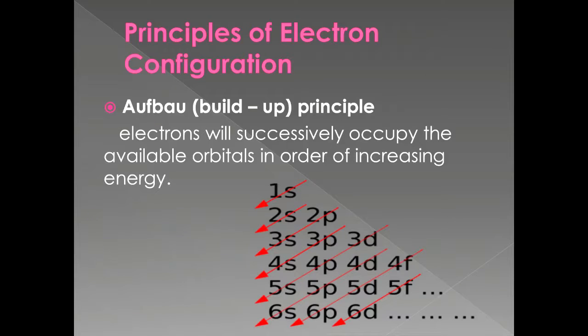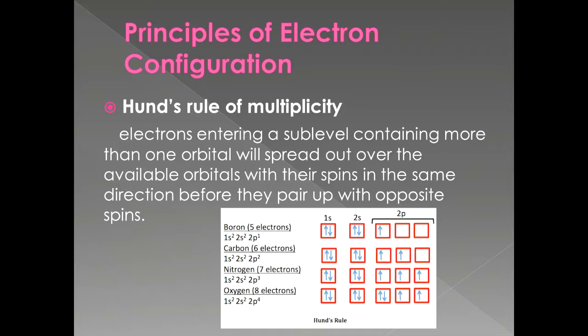Principles of electron configuration. Aufbau, or buildup, principle: electrons will successively occupy the available orbitals in order of increasing energy. Hund's rule of multiplicity: electrons entering a sublevel containing more than one orbital will spread out over the available orbitals with their spins in the same direction before they pair up with opposite spins.